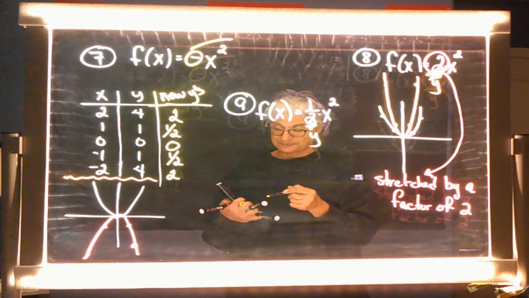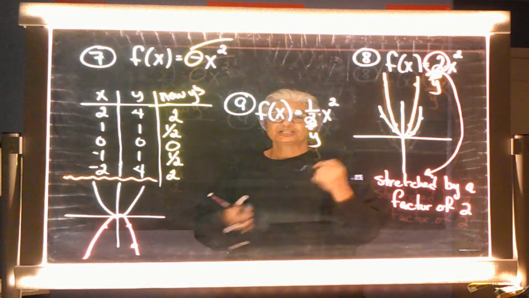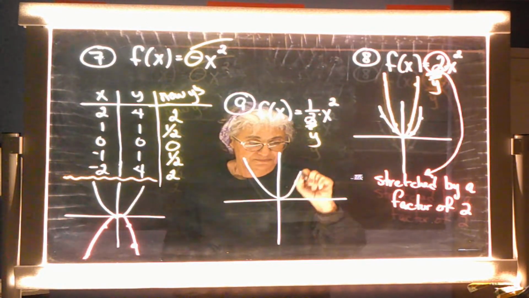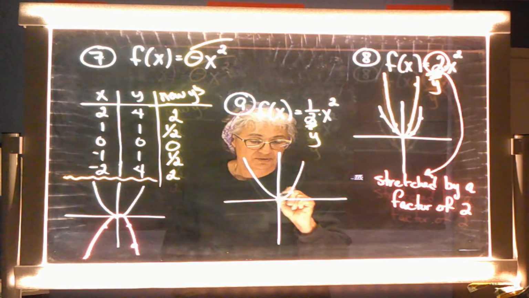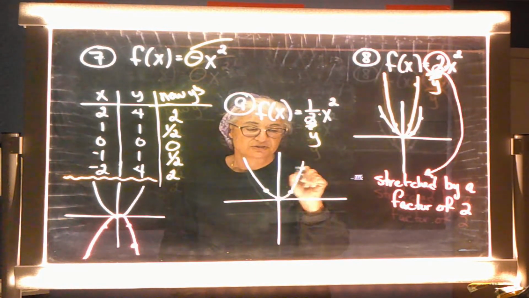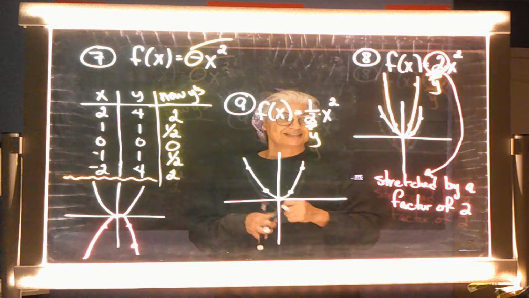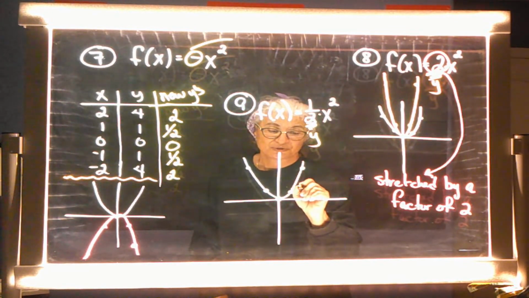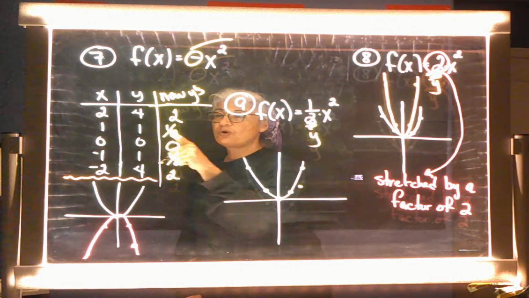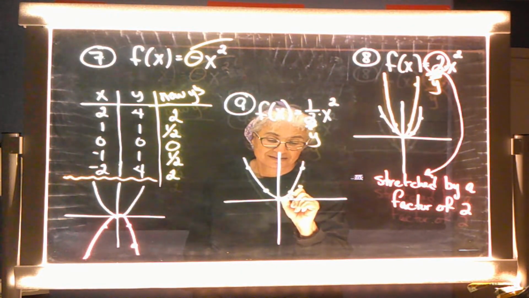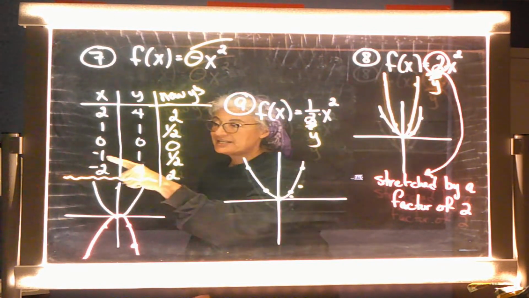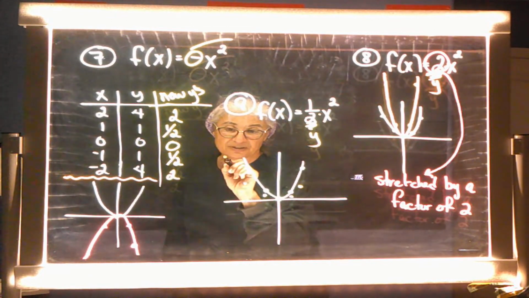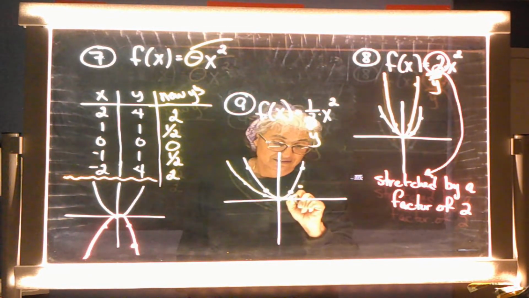So here's the deal. My original graph, right, was this one. We have 0, 0, 1, 1, -1, 1. We have the 2, 4, and -2, 4. Let's look at this new one. Now I'm at 2 and 2. Now I'm at 1 and 1/2. Still 0, 0. Now I'm at -1 and 1/2 and -2 and 2. Okay, my new graph is looking like this.